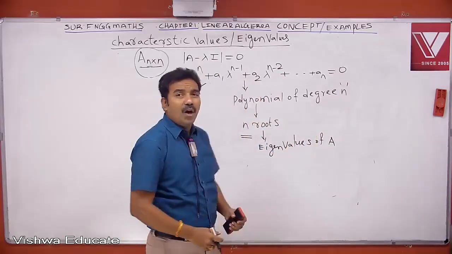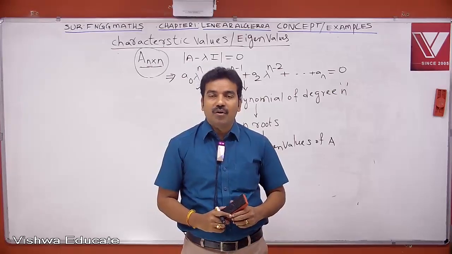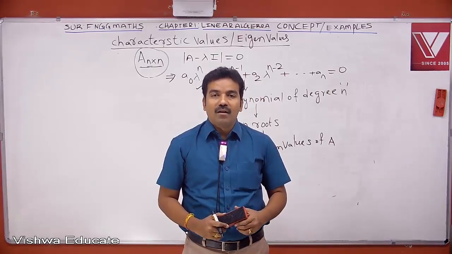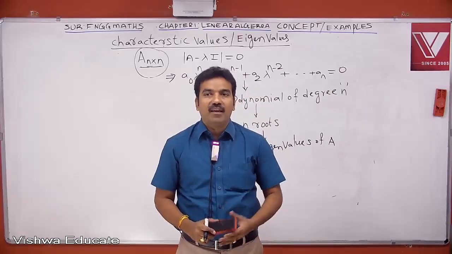Now, how to define characteristic values? The roots of the characteristic equation of a square matrix A are called eigenvalues of A. Note this point.